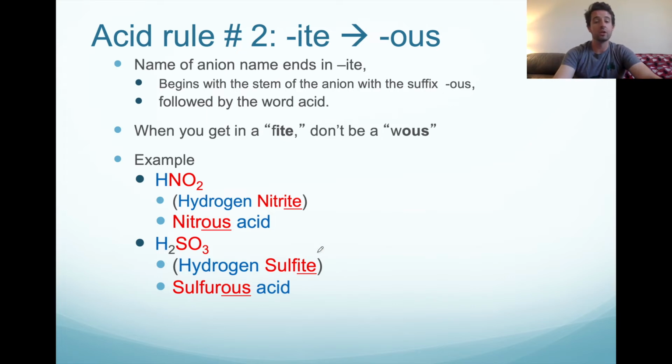And then again, notice here, I've got 2 H's, but the fact that I have a 2 next to the H does not add anything or subtract anything. It doesn't change anything in any way here. Just the sulfate, or the sulfite, I guess I should say.